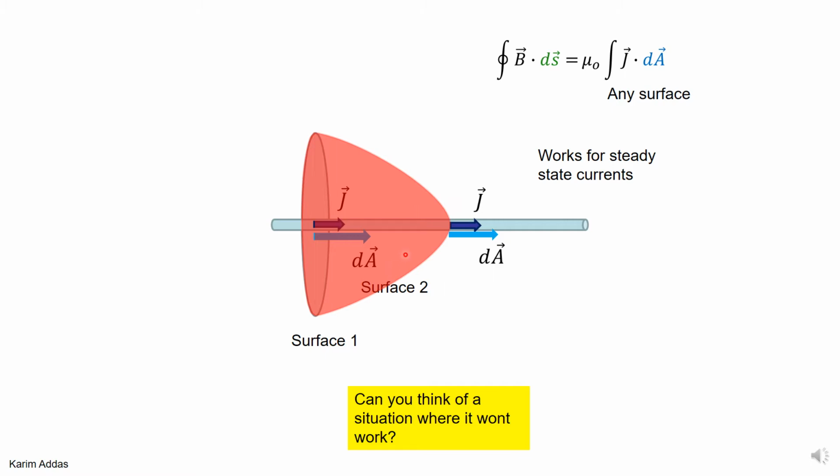And in this case, if you take integration of J dot dA through the flat surface, surface number 1, or through the surface number 2, you get the same answer. It's the same current that's going through both. So there's no problem, there's no confusion. But can you think of a situation where this won't work, where you evaluate integration of J dot dA through one surface, it gives you one value, and through another surface, it gives you a different value?